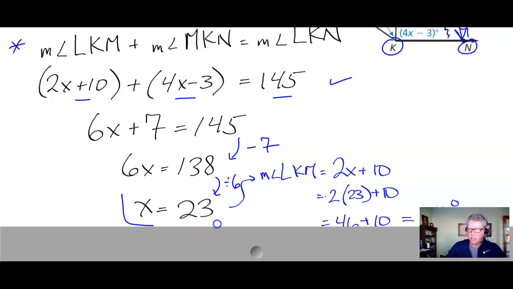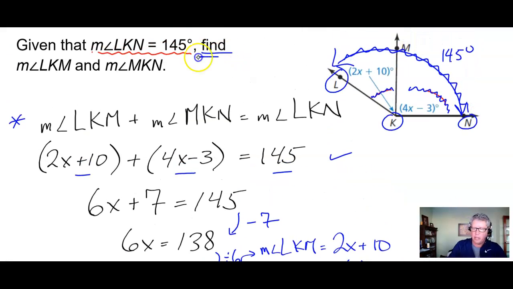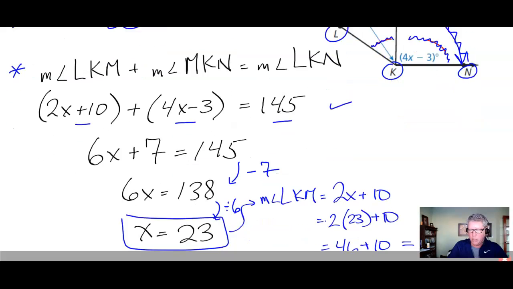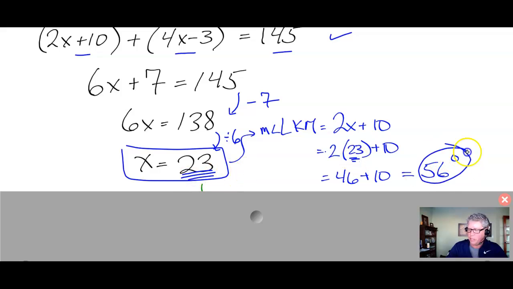So this is the best wrong answer because it's not what they ask. They ask to find the measure of those two little angles. They want the measure. So what I do is plug it into the 2x. LKM is 2x plus 10. So now I know what x is, plug it in, and I get 56.